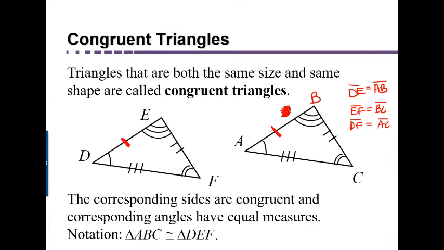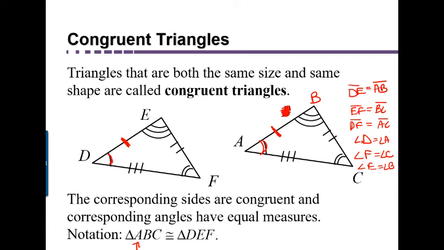Also, there's a relationship between the measures of the angles. You can see because of this little mark here that angle D and angle A have the same angle measure. So angle D is equal to angle A. Angle F is equal to angle C because they each have 2 marks. And angle E is equal to angle B because they each have 3. So when this is the case, that all the sides are equal and all the corresponding pairs of sides have equal length, and the corresponding pairs of angles have equal measure, we say that the triangles are congruent.